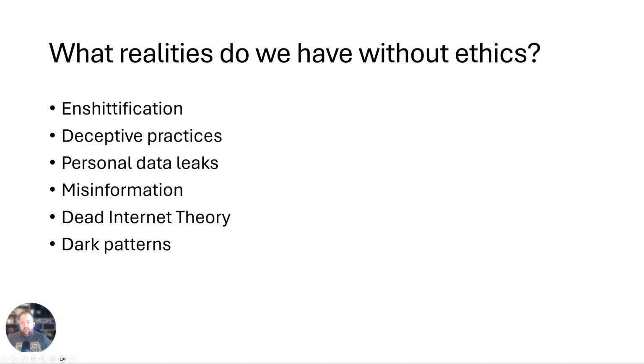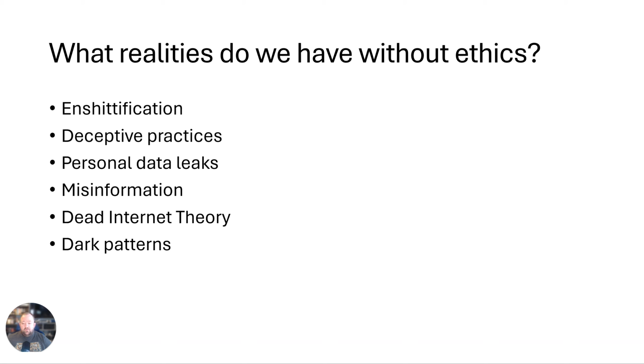So what realities do we have without considering ethics of HCI? We have more enshittification of digital products and services. We get more deceptive practices. We get more personal data leaks. Obviously, some of these data leaks are unavoidable in a cybersecurity sense, but if some of these organizations didn't mine every piece of data in our life, maybe it wouldn't be as catastrophic when it leaks.